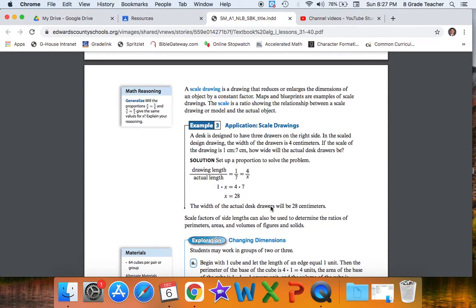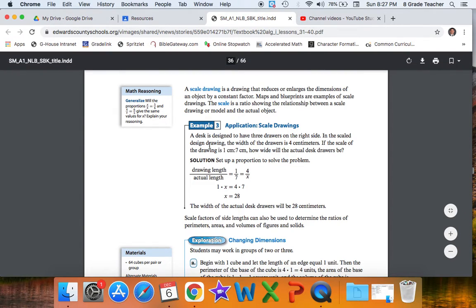A scale drawing is a drawing that reduces or enlarges the dimensions of an object by a constant factor. Maps and blueprints are examples of scale drawings. The scale is a ratio showing the relationship between a scale drawing or a model and the actual object. A lot of times when we are using a scale drawing, you're saying this is this much larger or this much smaller than it would be in real life. When it's a scale drawing, a lot of times you're thinking that the drawing is smaller than what the actual blueprint is going to look like.